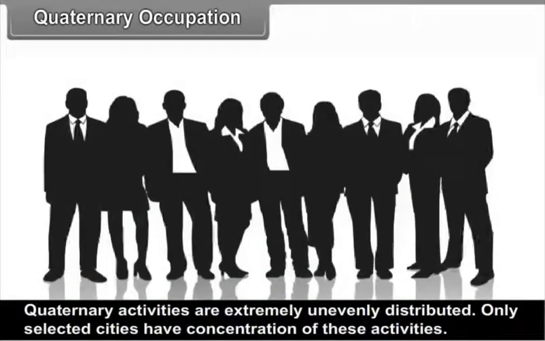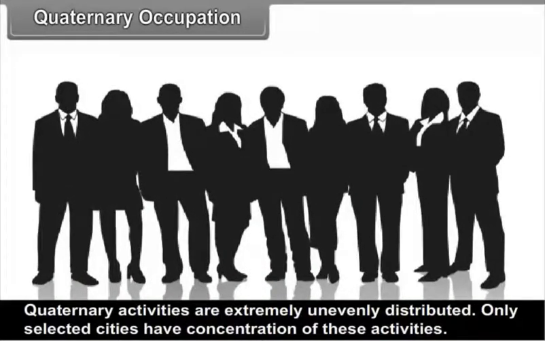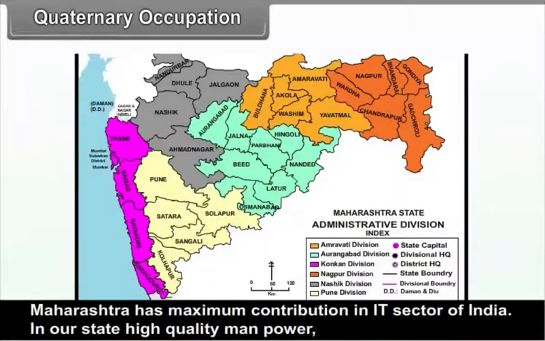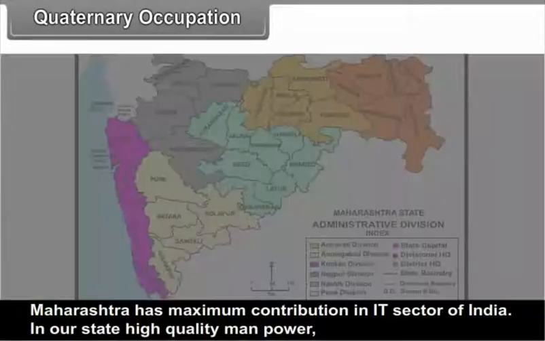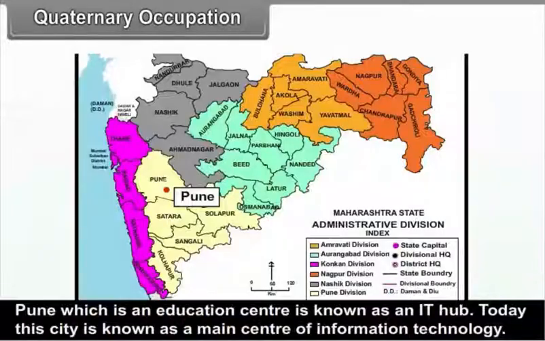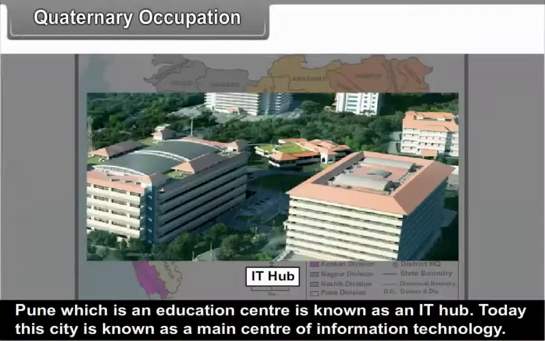Distribution. Quaternary activities are extremely unevenly distributed. Only selected cities have concentration of these activities. Maharashtra has maximum contribution in IT sector of India. In our state, high quality manpower, education institutes with high standard and infrastructure facilities are available. Pune, which is an education center, is known as an IT hub. Today, this city is known as a main center of information technology.